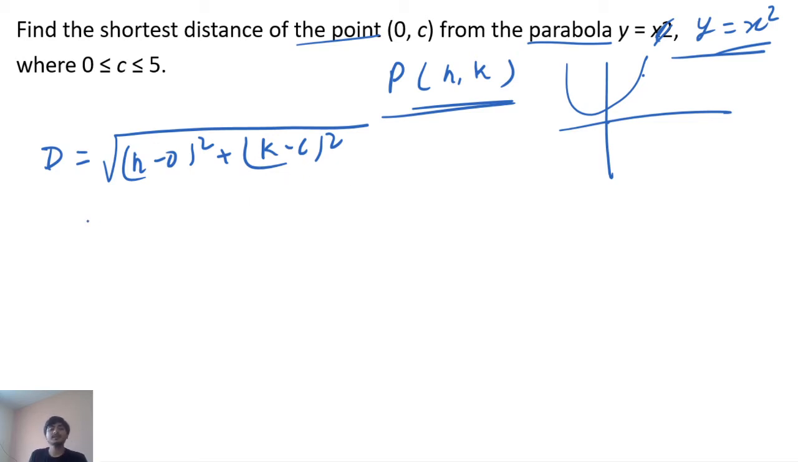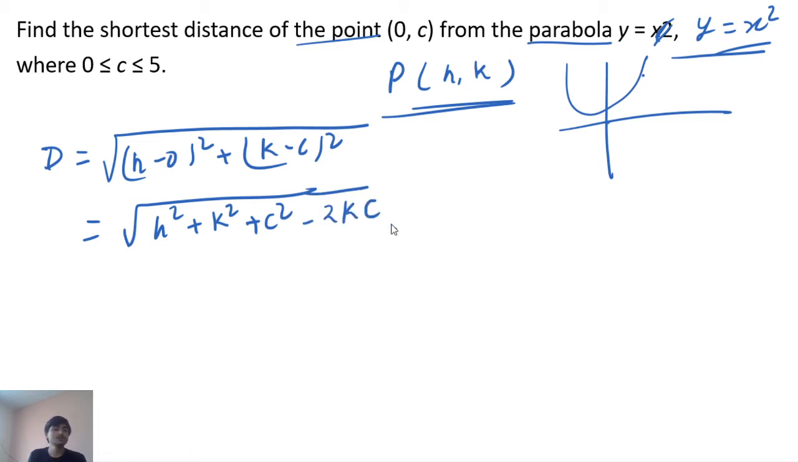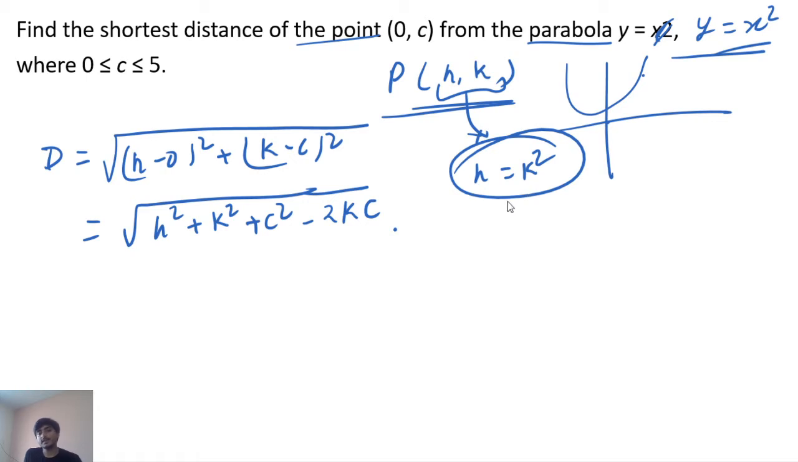After that, if we expand this, what will happen? Root of h square plus k square plus c square minus 2kc. So this is the final expression we can get. But what they are saying is y equal to x square is the equation of the parabola, so h equal to k square. Can I write that or not?